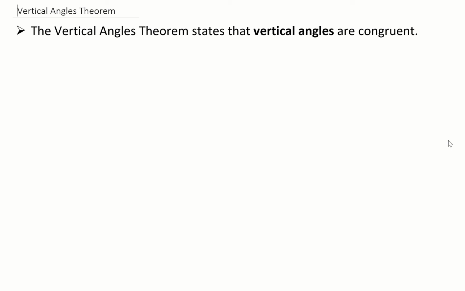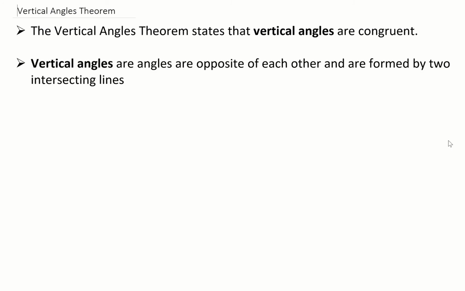So it states that vertical angles are congruent, which means that their measures are the same. So what are vertical angles? Vertical angles are angles that are opposite of each other, and they're usually formed by intersecting lines. So for example, if you look at this example below, you have two lines that intersect at this point in the middle, right? And so the vertical angles are the angles that are formed from that intersection. And they have to be opposite of each other.